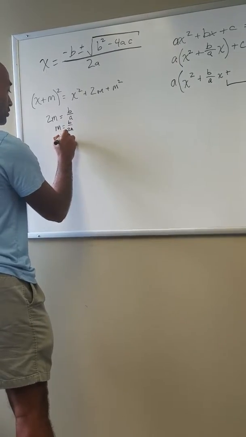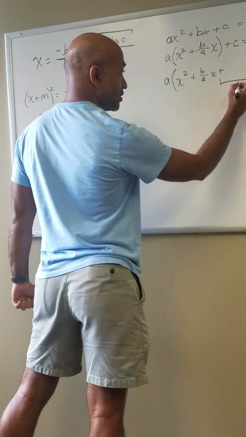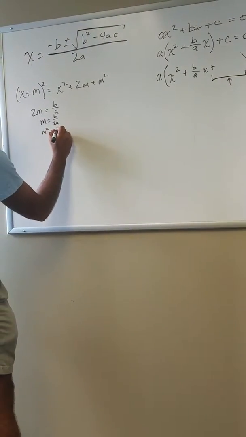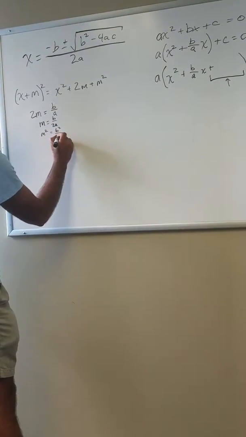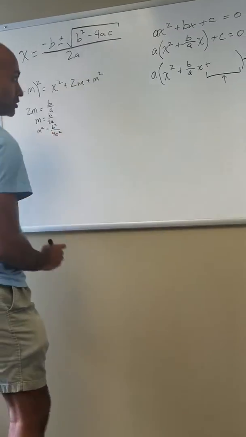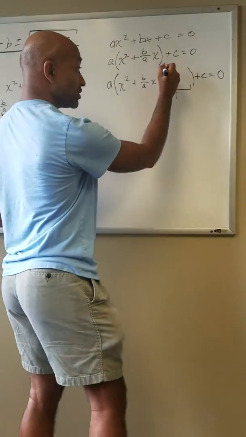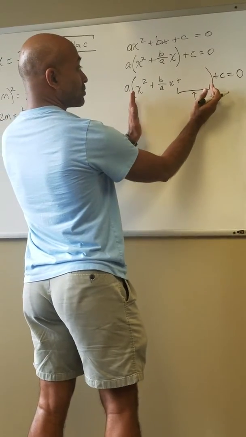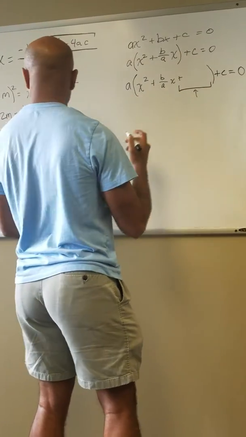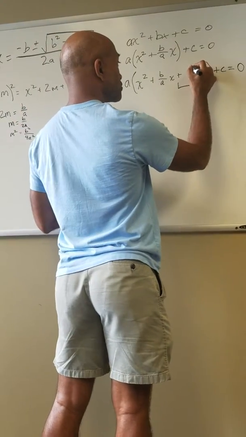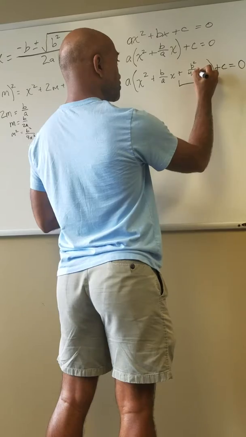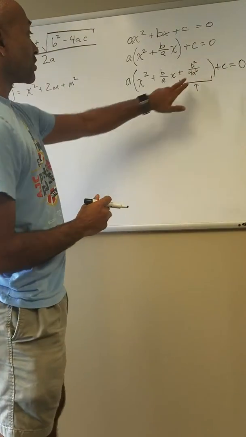And m squared, which is what we need to put in here in this position, is going to be equal to b squared over 4a squared. So let's go ahead and put that in this spot right here, okay? And this makes this a perfect square, which means that we can take the square root of it, okay? So b squared over 4a squared is what we're putting in there.